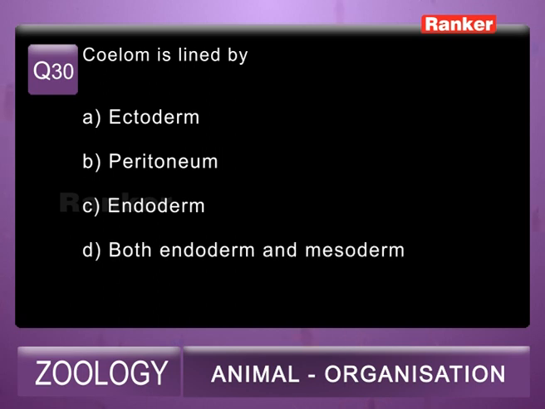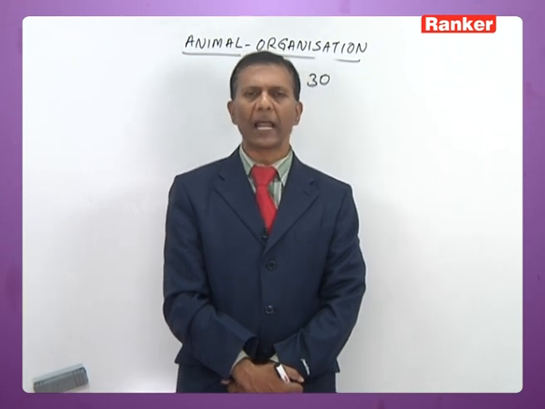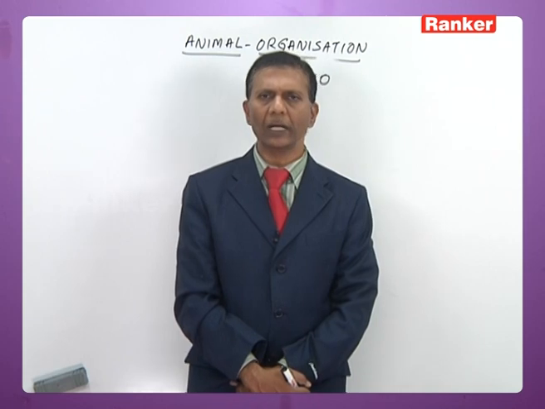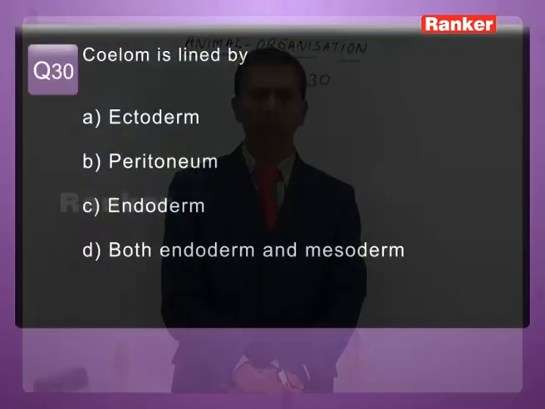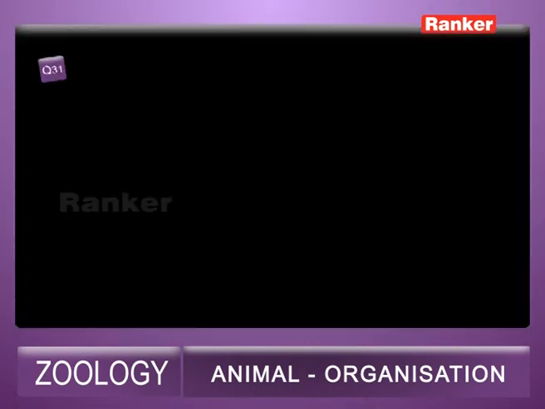Now question number 30. Coelom is lined by A. Ectoderm, B. Peritoneum, C. Endoderm, D. both endoderm and mesoderm. You know very well that coelom is a cavity that lies between the outer somatic or parietal layer and the inner visceral or splanchnic layer. These two layers are also referred to as peritoneal layers. So the 30th question's correct answer is B, Peritoneum.